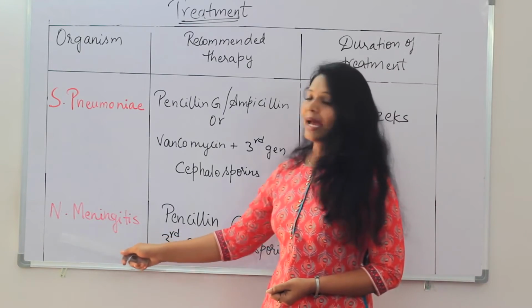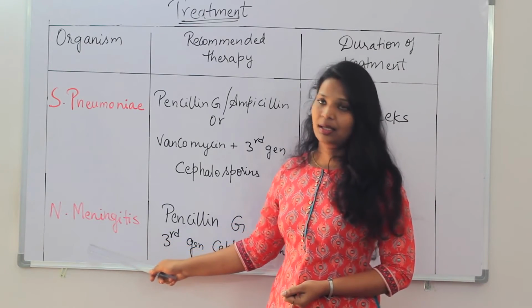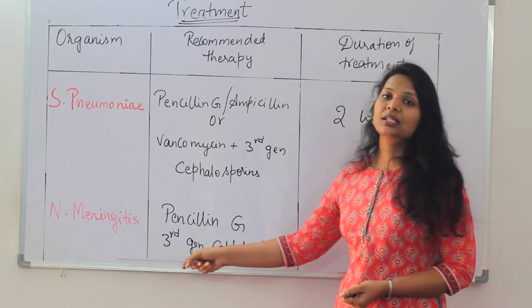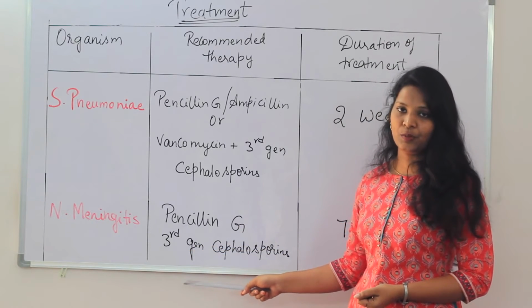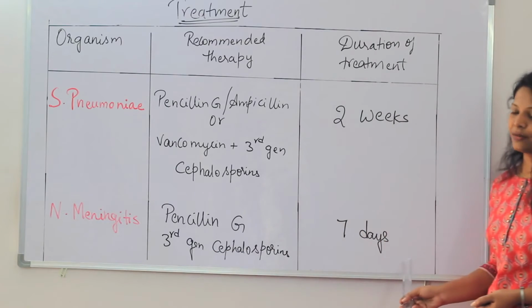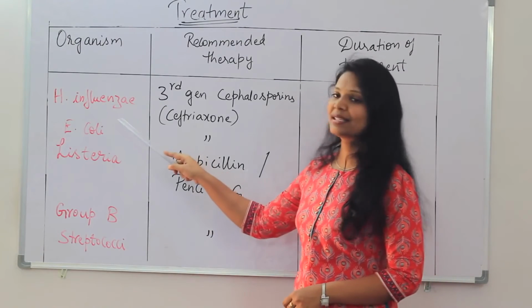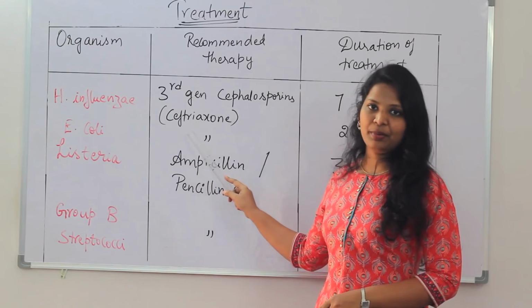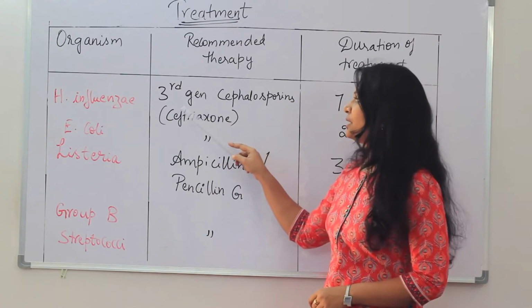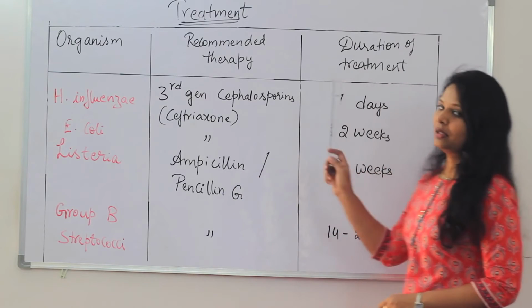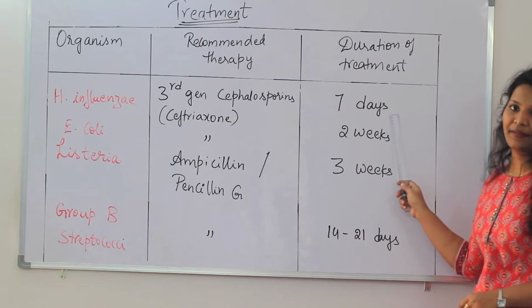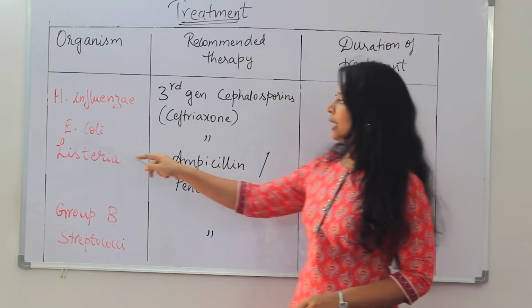And the other organism is Neisseria meningitidis. The recommended therapy for Neisseria meningitidis is again penicillin G and third-gen cephalosporins. The duration of treatment is 7 days. Haemophilus influenzae. The recommended therapy for Haemophilus influenzae is third-gen cephalosporins like ceftriaxone and cefotaxime, and the duration of treatment is 7 days.